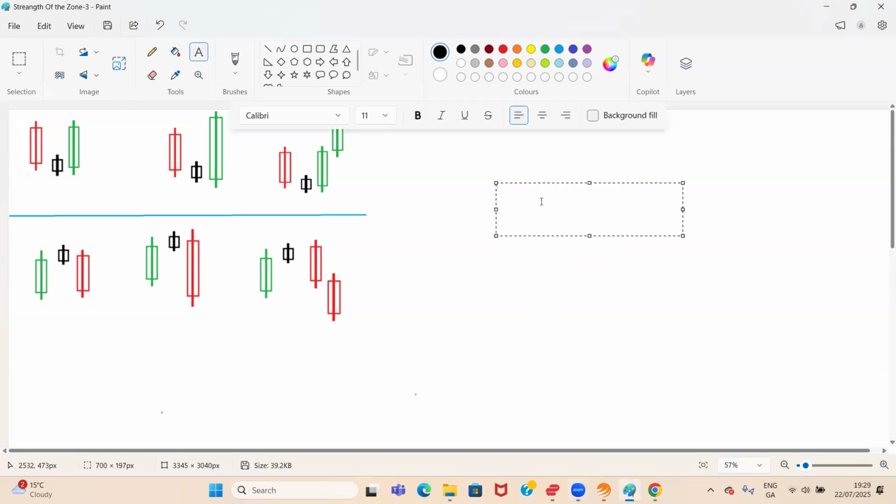Now, first is leg in. Second is base. Third is leg out. This makes a zone. This is what we call a zone. Okay.